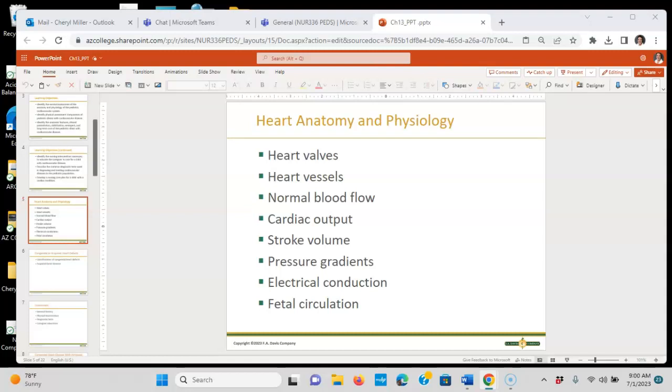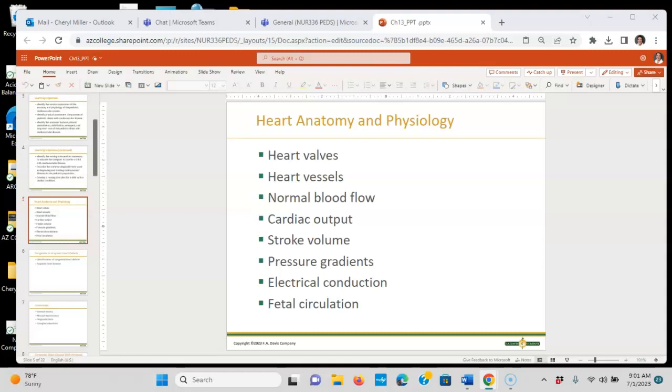So you're going to have to know the normal blood flow. Your cardiac output, your stroke volume, you're going to need to know that for this test. Cardiac output is calculated by multiplying stroke volume by heart rate, and it's measured in liters per minute. You got to know that. So electrical conduction, you need to know, like, where is the P wave, where's the Q wave, where's the R wave, what does it mean when these are wrong?